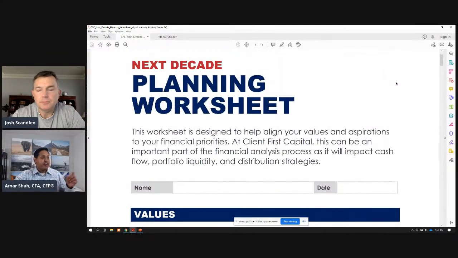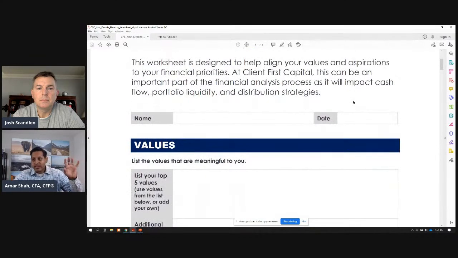We called it the Next Decade Planning Worksheet because right now, with COVID, everybody's stuck at home. We can't travel, can't do anything. So let's put pen to paper now. Then for the next decade, we're also doing things from a portfolio standpoint, creating liquidity at the time that you need those funds, and tracking with cash flow and everything else. So first we ask clients to identify their top values.